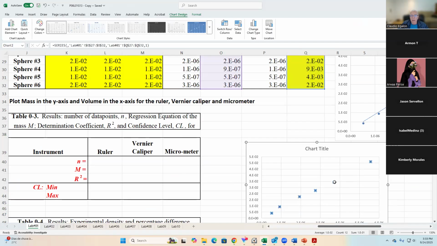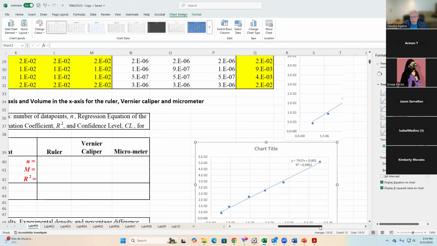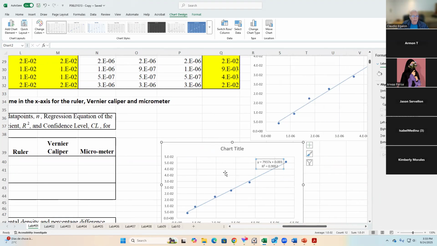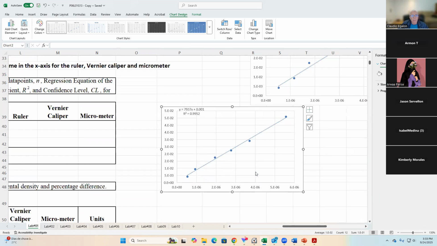Repeat what you did. Click on one of the data points, highlight every one. Right click, add trendline. The trendline that should show is the linear one, the one that you use most of the time. Display equation on chart. Display R-squared value on chart. Okay, and now I'm going to do the labels of the axis, right?